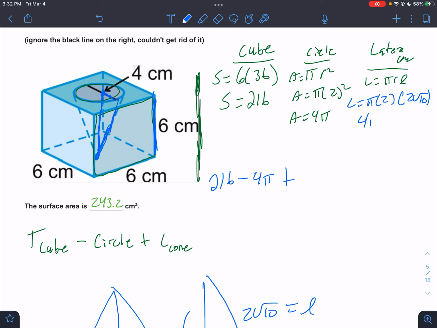4 pi root 10 plus the lateral. So 216 minus 4 pi plus 4 pi times root 10. And I get 243.17, and if I round that, it'd be 243.2. So that's the right answer.